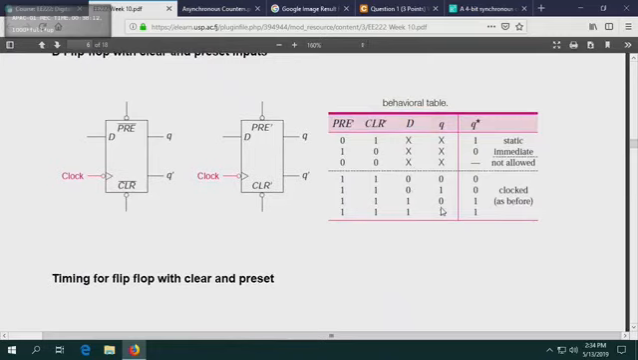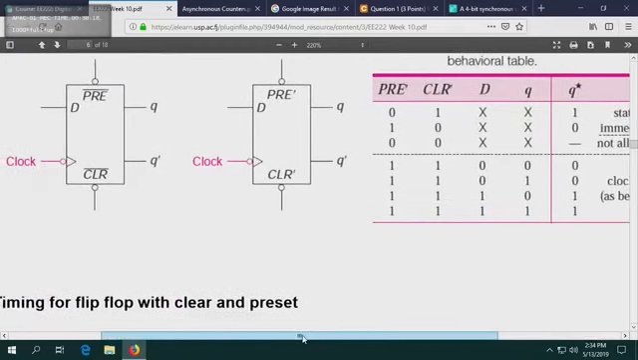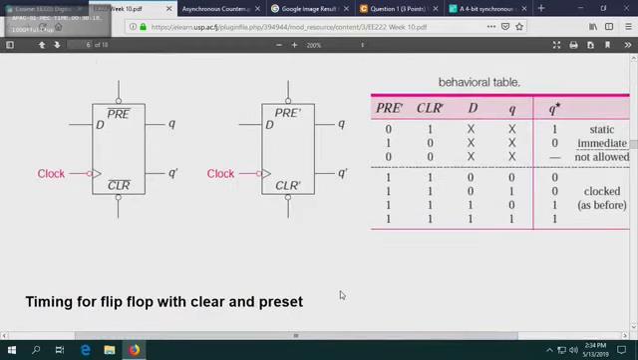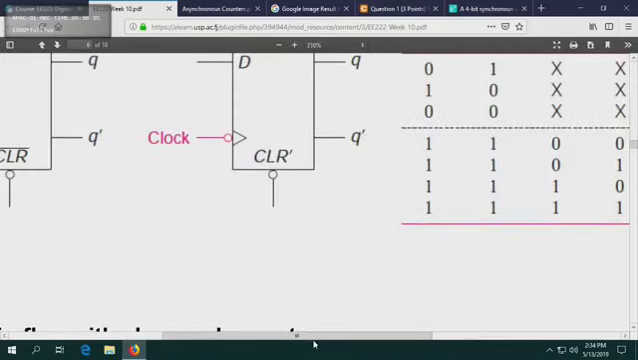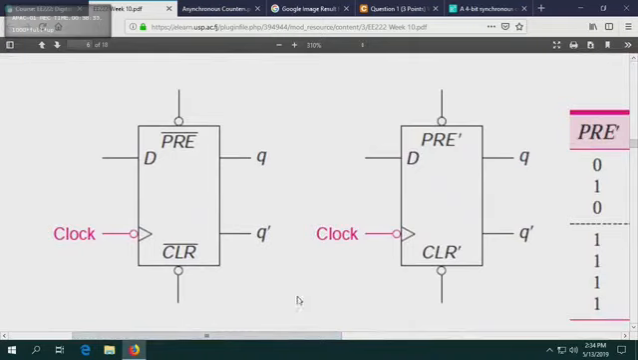Now, this is the behavioral table. I want to make a point over here, guys. Is it possible, from our earlier explanation, for clear and preset both to be 0? No, you can't use that. You can either make the flip-flop 1 or you can make it 0. Preset makes the flip-flop 1, right?